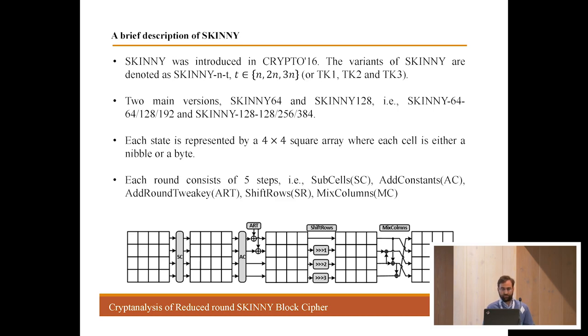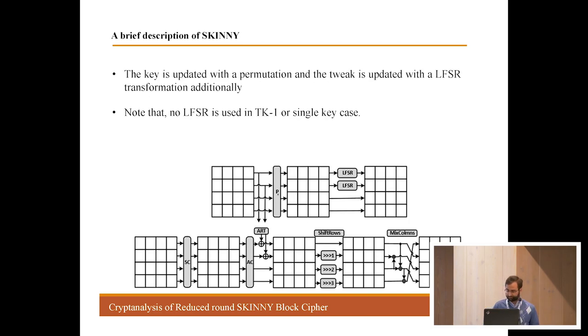And the tweakey is updated like this. We have a permutation each time, and then it is added to the first two rows. If we have TK2, we also have an LFSR. It means that first we apply the permutation, and then the first two rows also pass through an LFSR. And for TK1, when the size of the tweak and the block size are equal, we don't have an LFSR.